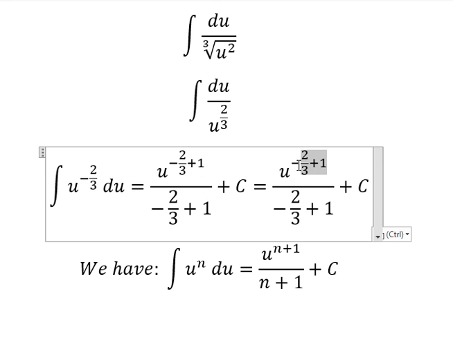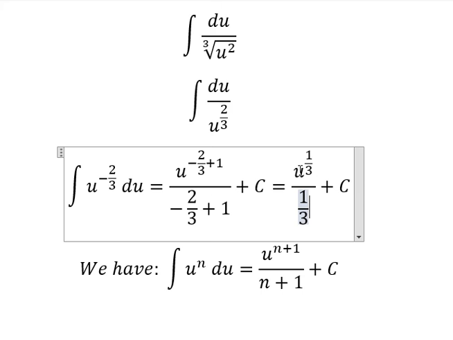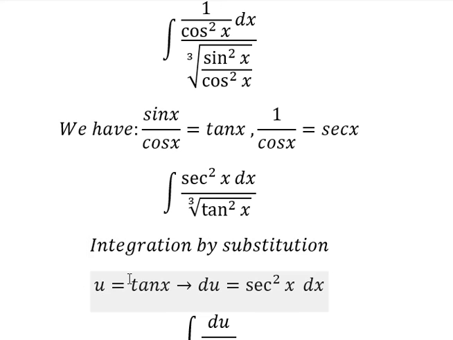So this one we have 1 over 3, 1 over 3 about u, that is about tan s.